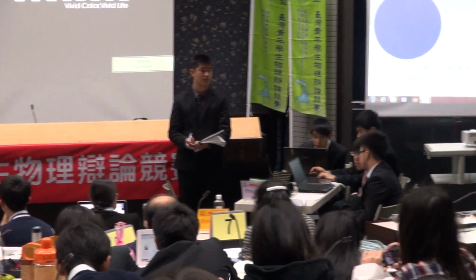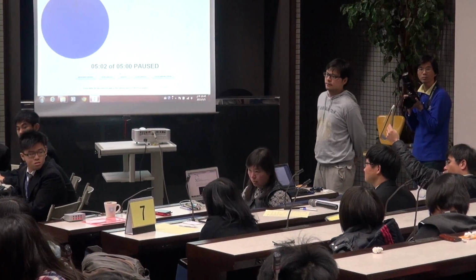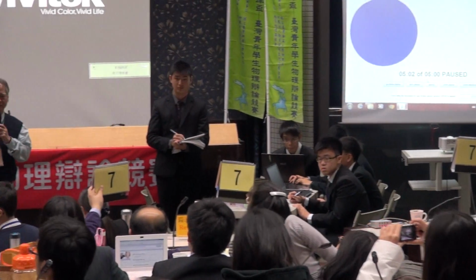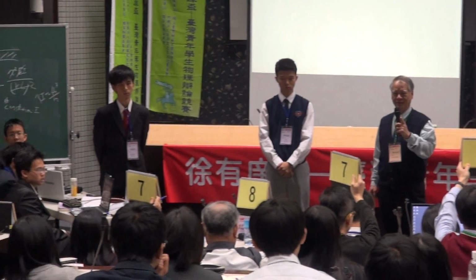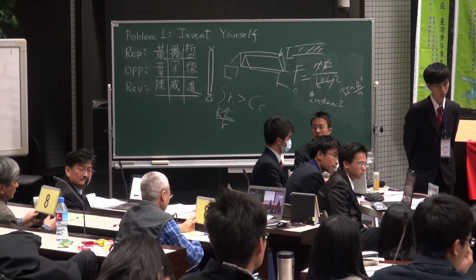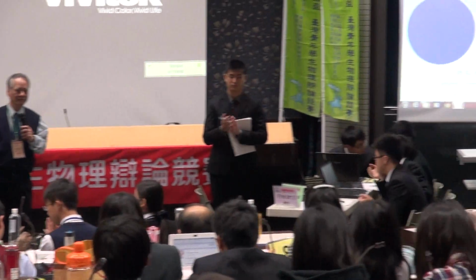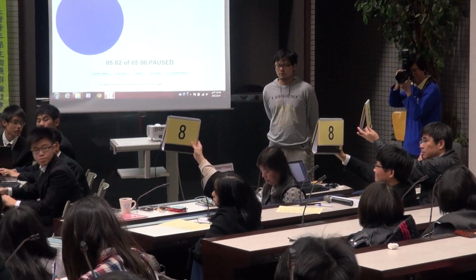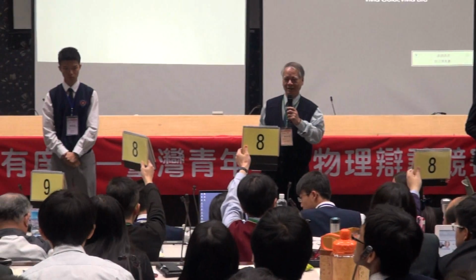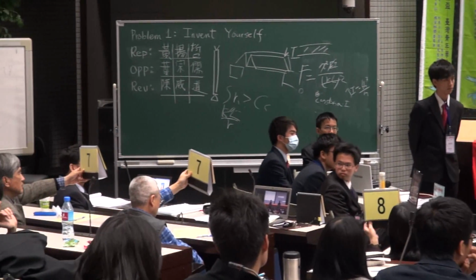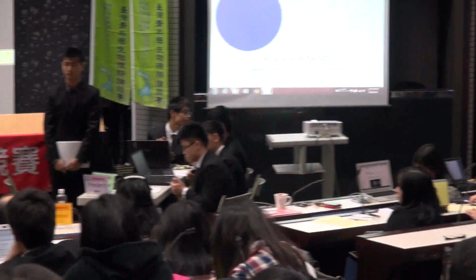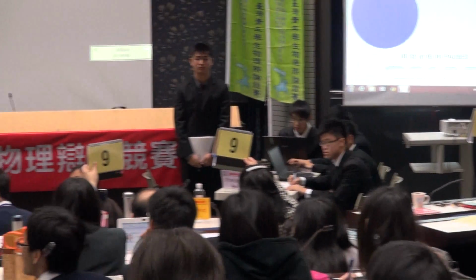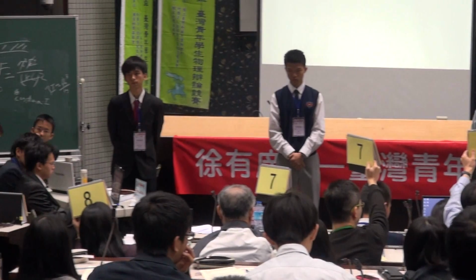Okay, now we'll show the reporters' scores: 7, 8, 7, 7, 7, 7, 7, 8, 7, 8, 8. Next, for the opponents: 6, 8, 8, 8, 8, 8, 8, 9, 8, 7, 7. And finally, for the reviewer: 8, 8, 7, 9, 9, 8, 7, 7, 8, 8, 8.